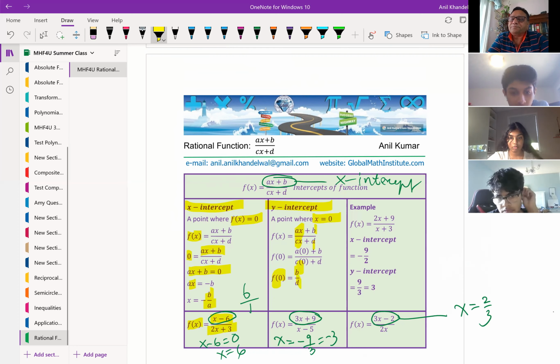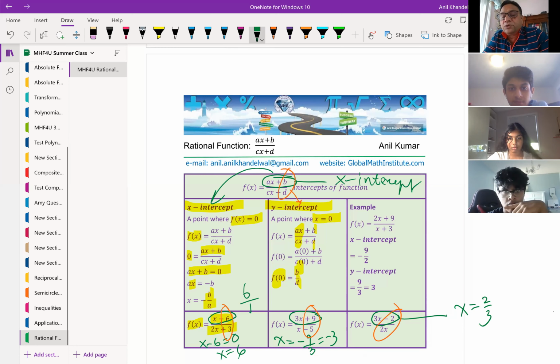So if we use the concept b over d, for the first one, x minus 6 over 2x plus 3, would the y-intercept be minus 2? Yes. Okay. Simple as that. Yes, yes. So this ratio is your y-intercept. Is that clear to you? So this ratio is the y-intercept, and the earlier ratio, equating to 0, gives you the x-intercept. You get the concept.